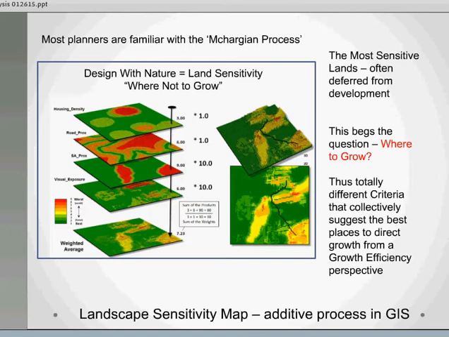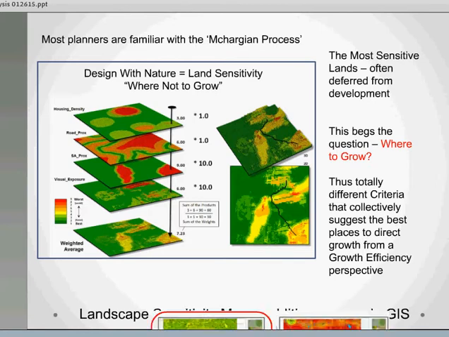They were really environmental things like steep slopes and soils and floodplains and so on that cumulatively began to show the most sensitive places, and on the reverse side, the developable places, I guess. But mostly it's saying where not to build, which begs the question, where to build? And that's what we're trying to get at with this growth efficiency.